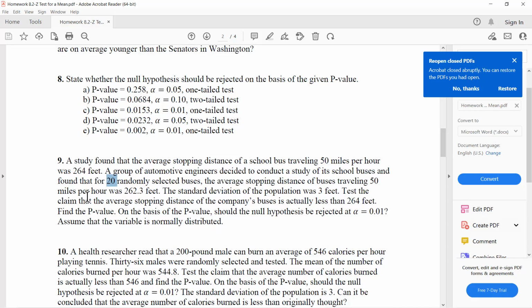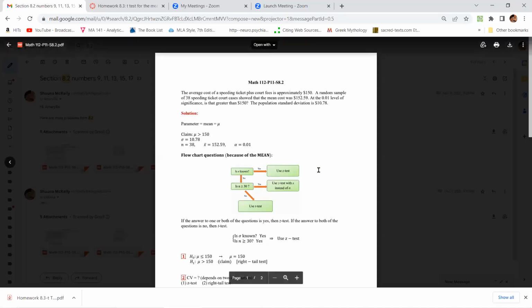Now, this is still 8.2, so we're still doing a z-test, but here she actually made the sample size smaller. So let me show you what her solution to this looks like. We're over here, okay? Okay, so we have the problem. Everything starts the same way.